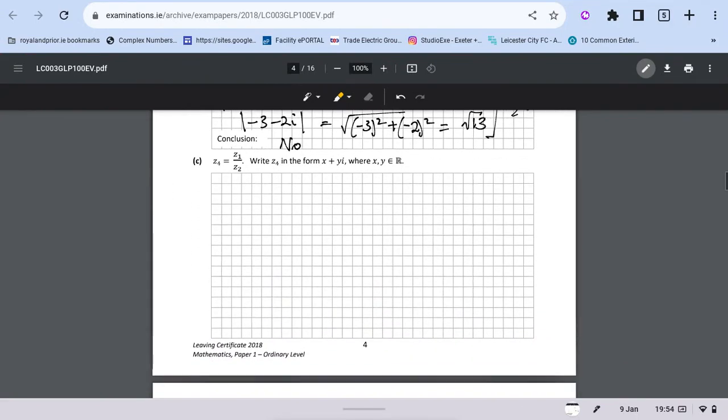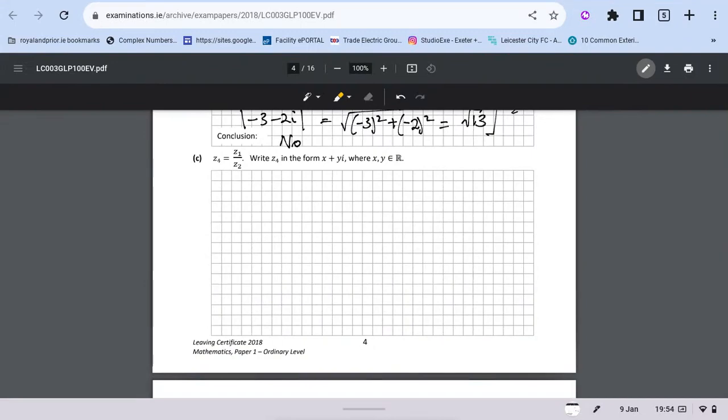And as well as modulus, another thing they always ask is division. So they're the two things you have to work on, the modulus and the division. So batter away at them questions. Here Z4 is equal to Z1 over Z2. You'll get your attempt marks by subbing in each anyway. So Z1 is minus 2 plus 3i over Z2 is minus 3 minus 2i.